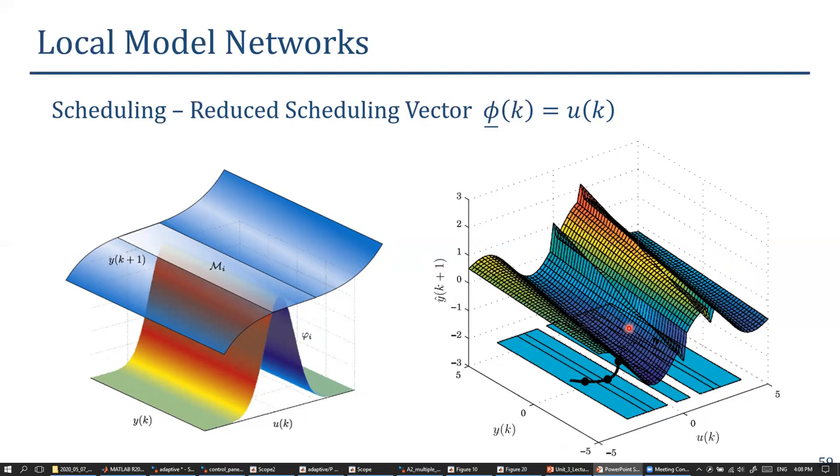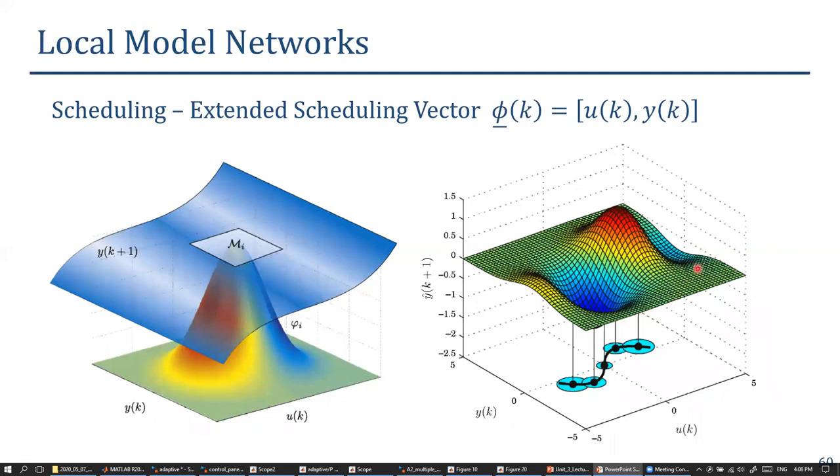It depends on the application. Also, what is important here is that it is desirable that the scheduling vector has a dimension that is as low as possible, because the reduction of the dimension of the scheduling vector reduces the curse of dimensionality. Comparing this particular surface with the one that we got with the neural network, it is comparable. I didn't do the real comparison of which one is better, but it is comparable. But here we have only five models, not 95 as we had before with the neural network.